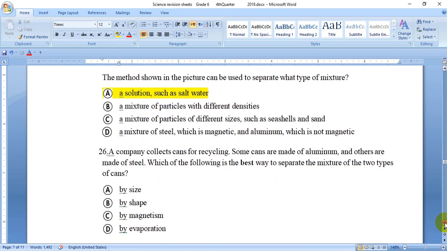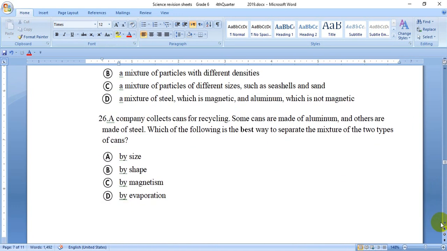Question 26. A company collects cans for recycling. The soda cans they collected are recycled to make more soda cans. Some cans are made of aluminum and others are made of steel. Which of the following is the best way to separate the mixture of the two types of cans? We have some cans made of aluminum, which is non-magnetic, and steel, which is magnetic. How can we separate them easily? By size, by shape, by magnetism, by evaporation. Yes, of course, we will use magnetism, or using a magnet. The magnet will attract only steel and leave the aluminum, and this will be an easy way to separate this mixture.